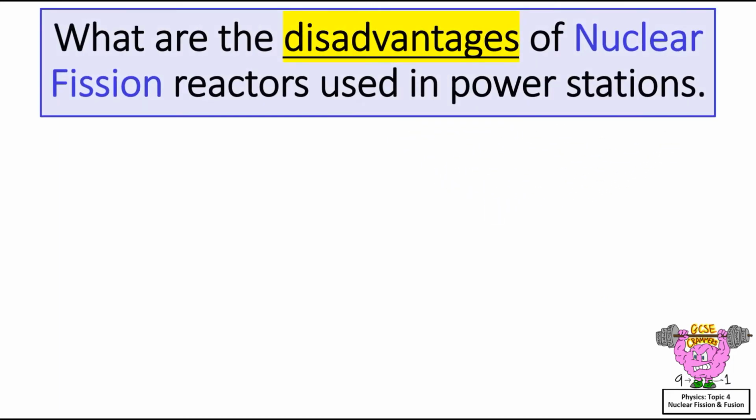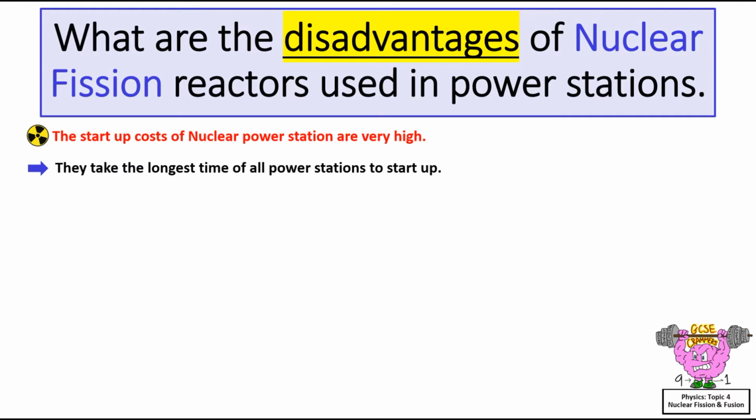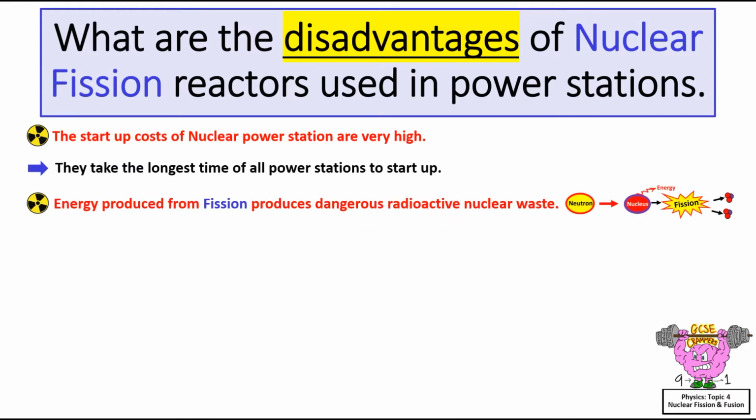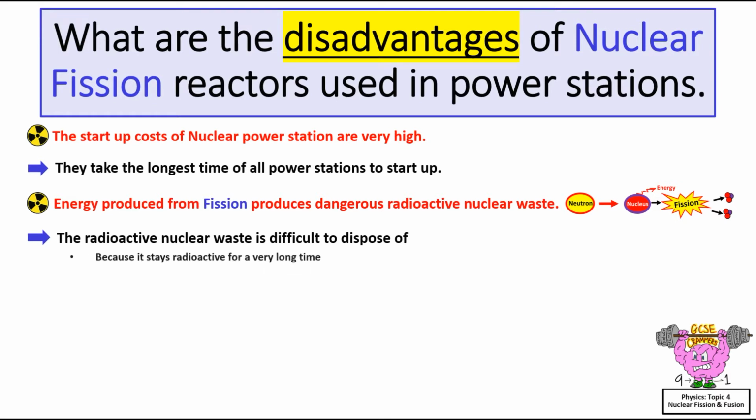What are the disadvantages of nuclear fission reactors used in power stations? The startup costs of nuclear power stations are very high. They take the longest time of all power stations to start up. Energy produced from fission produces dangerous radioactive nuclear waste. The radioactive nuclear waste is difficult to dispose of because it stays radioactive for a very long time and needs to be stored safely away from people's homes.